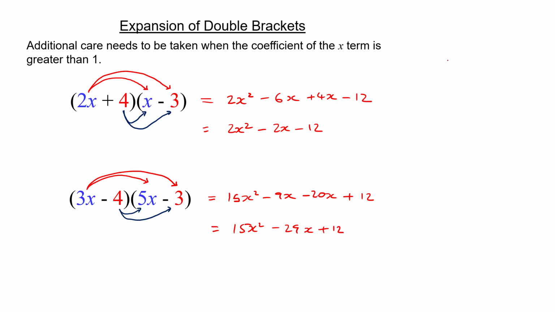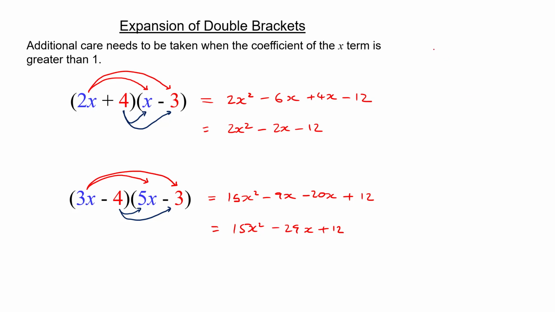Okay. So again, be careful with the coefficient of x squared. We call this number in front of the x squared a coefficient. Be careful with that. And the number in front of the x, we also call that a coefficient. So the coefficient of x is 3. The coefficient of x squared is 15.